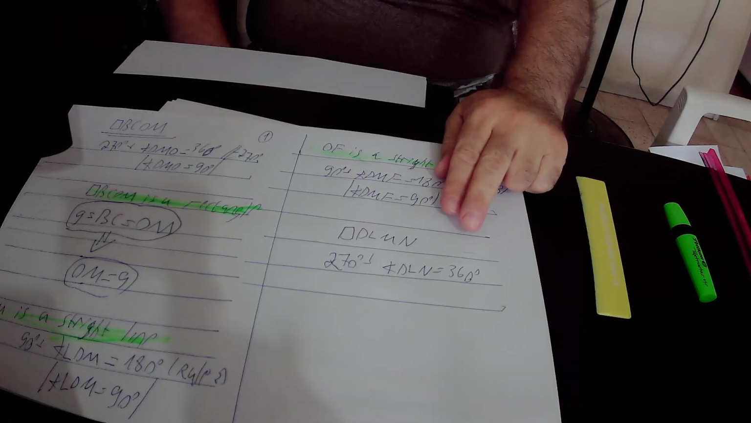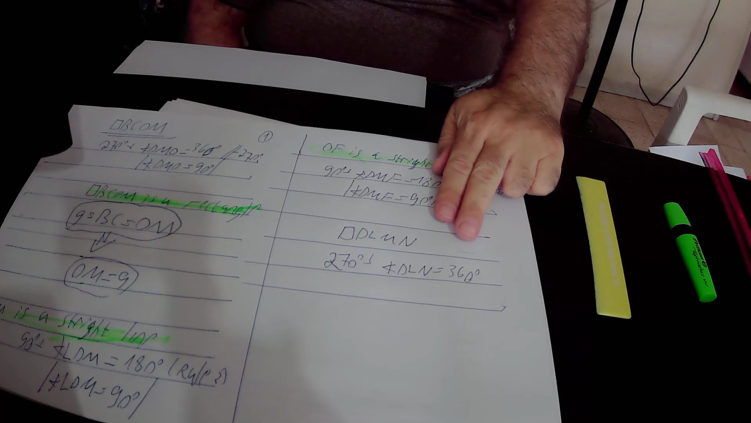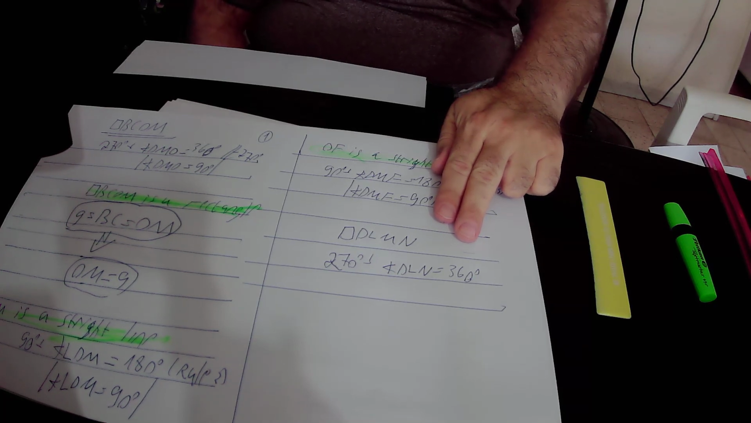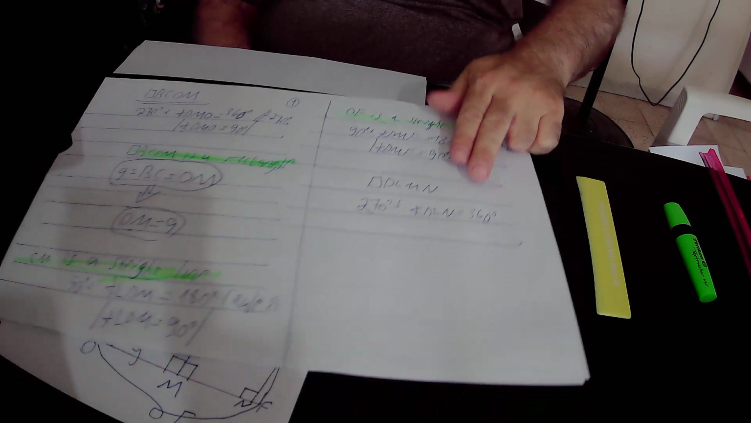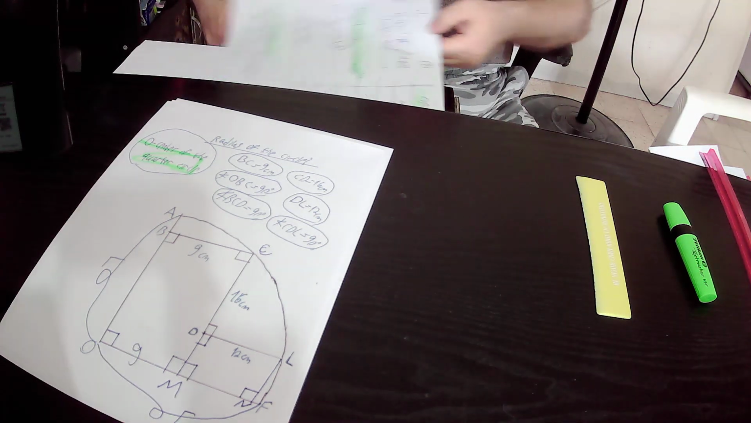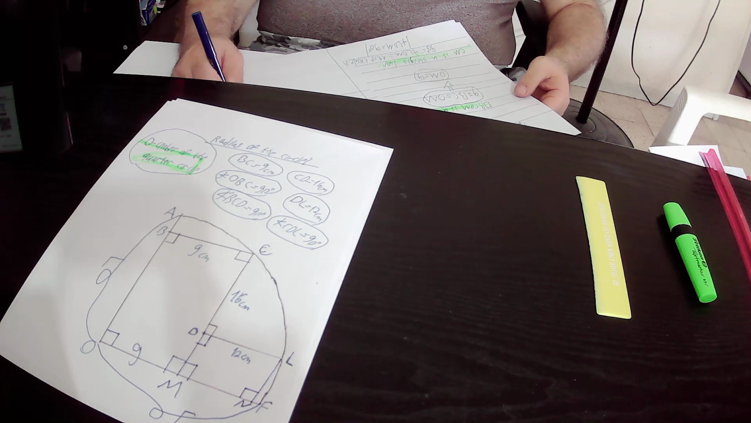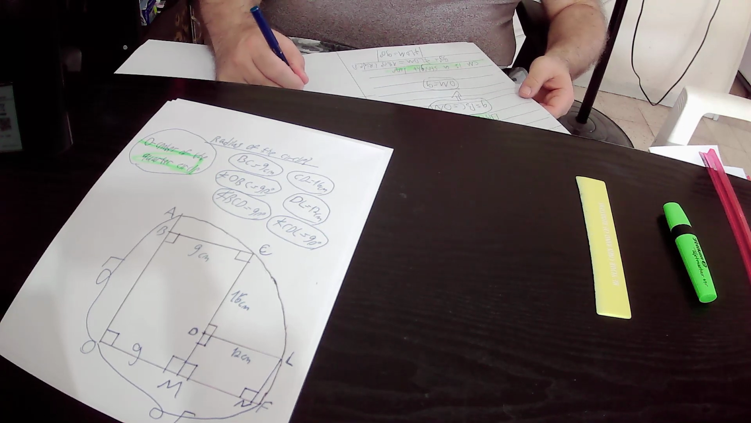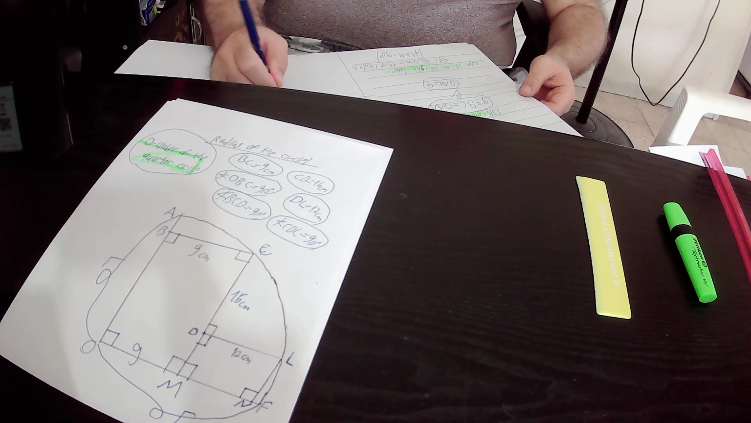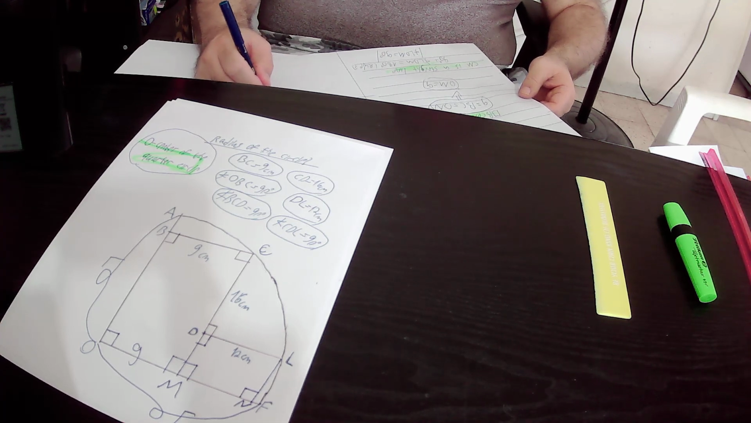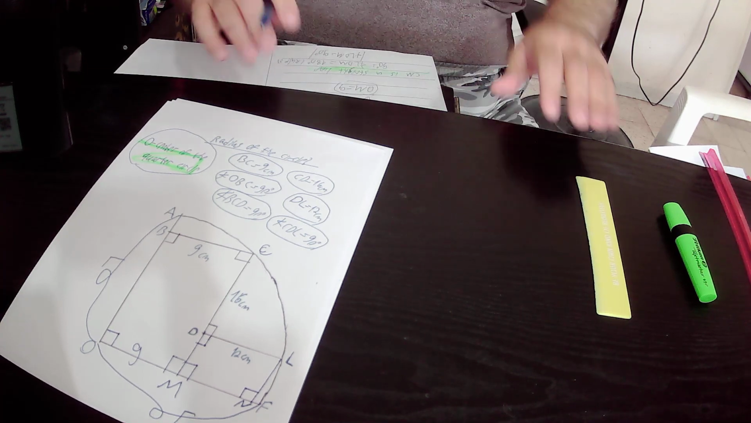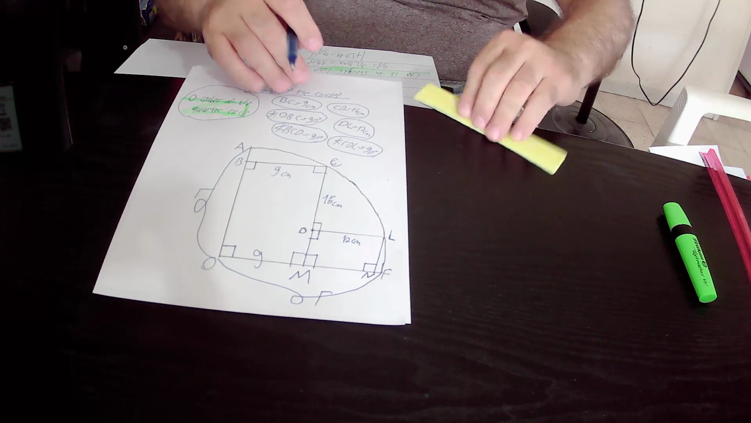Here this equation expresses the fact that the sum of the angles in quadrilateral DLMN equals 360 degrees. Here we subtract 270 degrees from this equation and we get that the missing angle DLN is equal to 360 degrees minus 270 degrees. It is equal to 90 degrees. So it is actually a right angle.